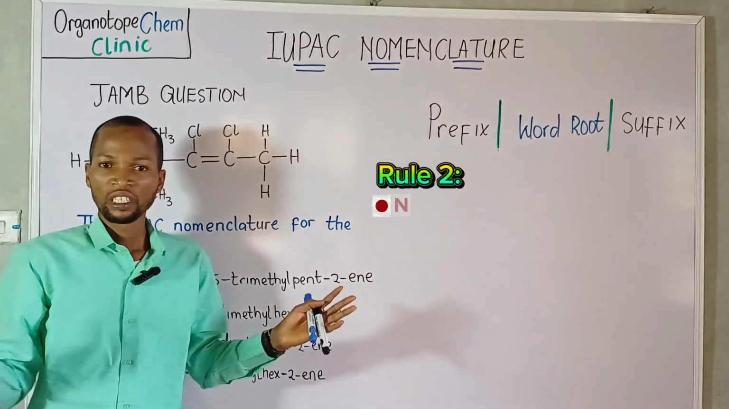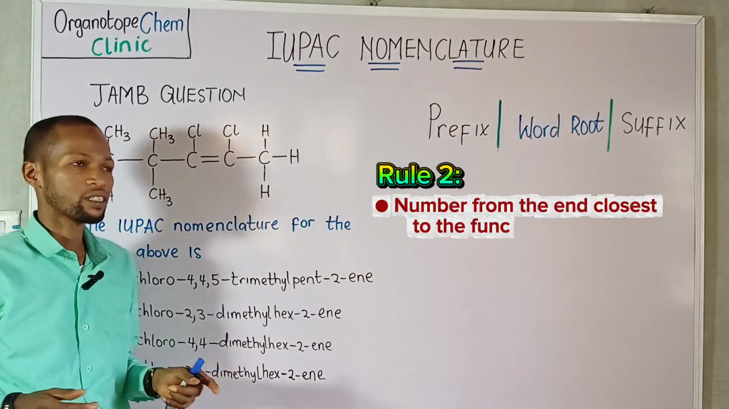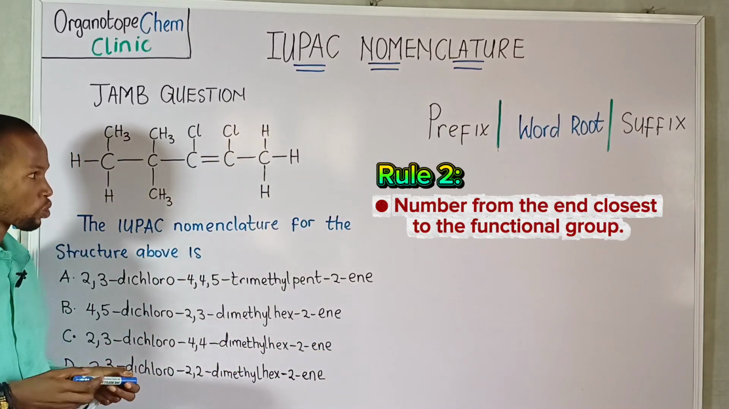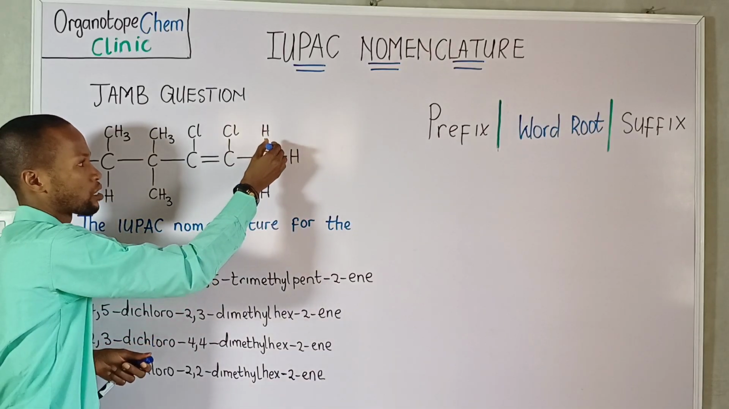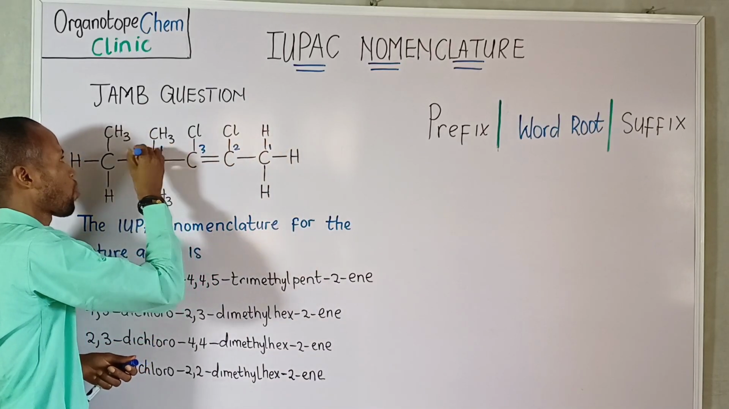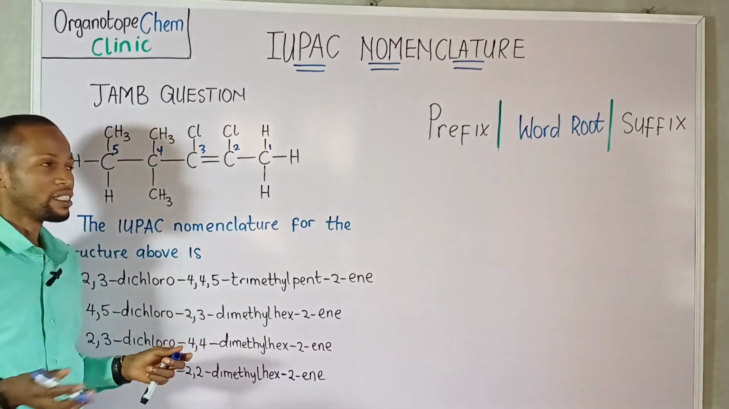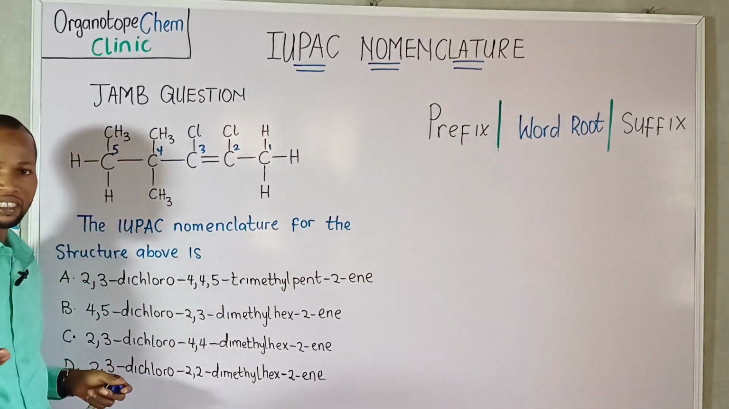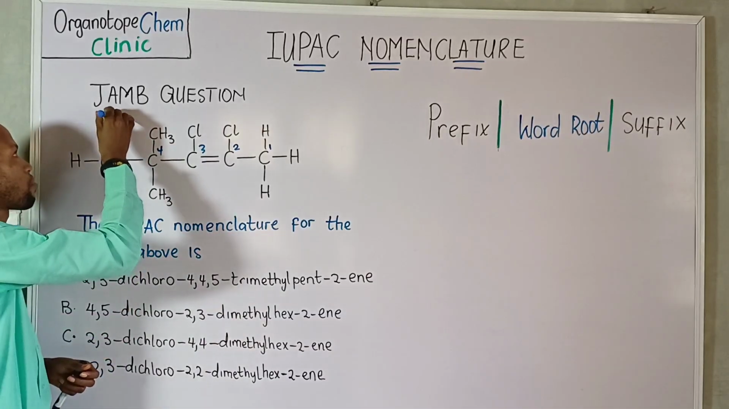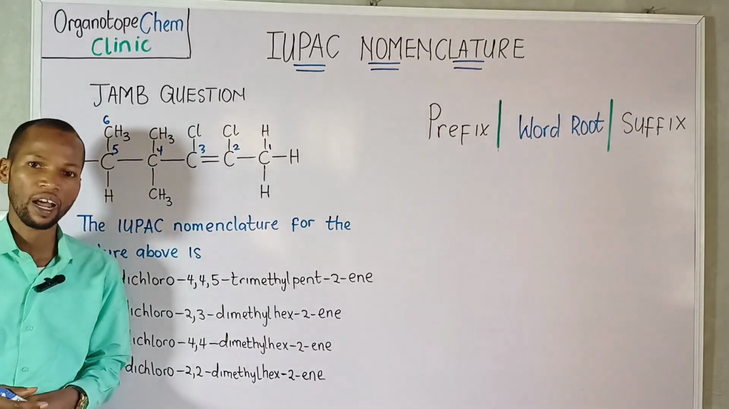Rule number 2, number from the side closest to the functional group, which is the double bond right here. So we identify the locants of each carbon: 1, 2, 3, 4, 5. And this alkyl group is the 6th carbon atom in the longest continuous chain. So we have the 6th carbon atom right here.